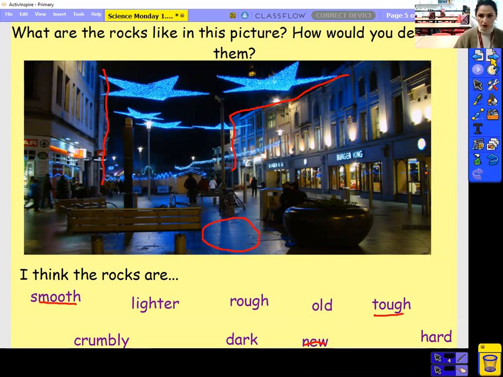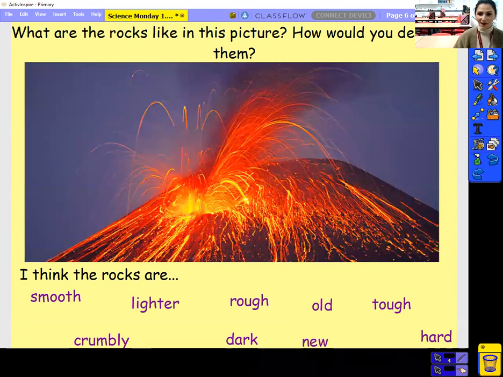So our next picture. Here we have, I wonder if you can notice what you think the rock might be in this picture. I wonder if you know what this picture is. What is this a picture of? Remember, you can use some of these words. We might want to use different words that aren't on here.